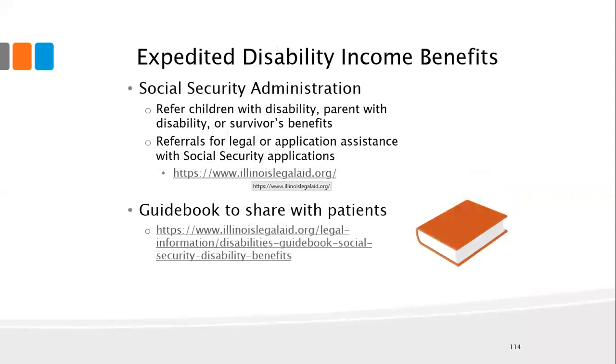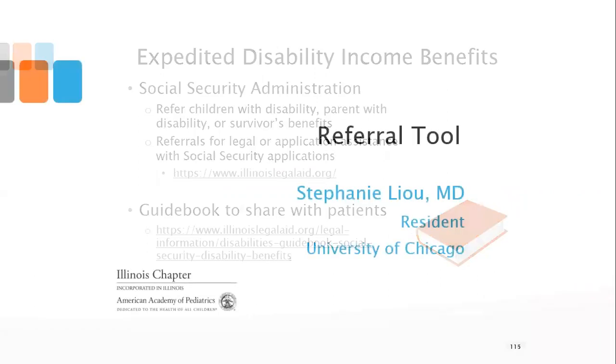Thank you. It's also important for parents of children with disabilities that might qualify for disability income. Criteria for children is separate from the adult criteria, and families will likely need assistance and advocacy from the physicians in the healthcare sector in order to gain access to these disability income benefits. Next slide.